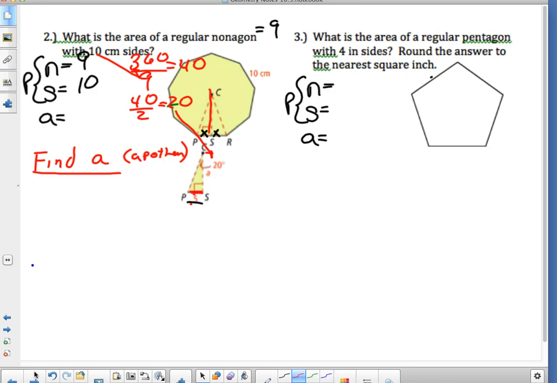5 is opposite, A is adjacent, tangent. Tangent of 20 is equal to opposite over adjacent, okay? We got opposite over adjacent. So now I've got that going, I solve. So I got A tan of 20 is equal to 5, and A is equal to 5 divided by tan of 20. Okay, so, and here's the deal.